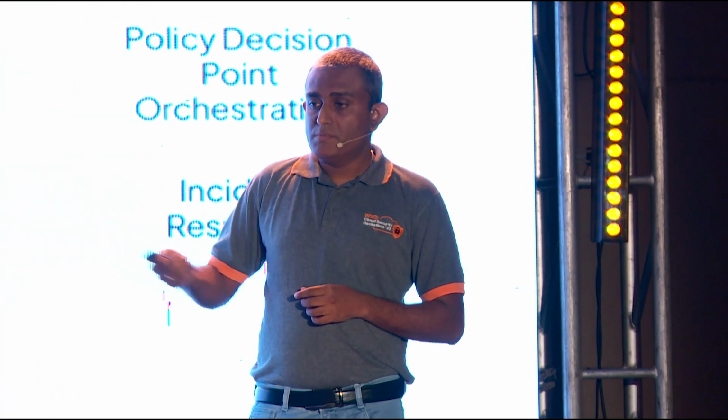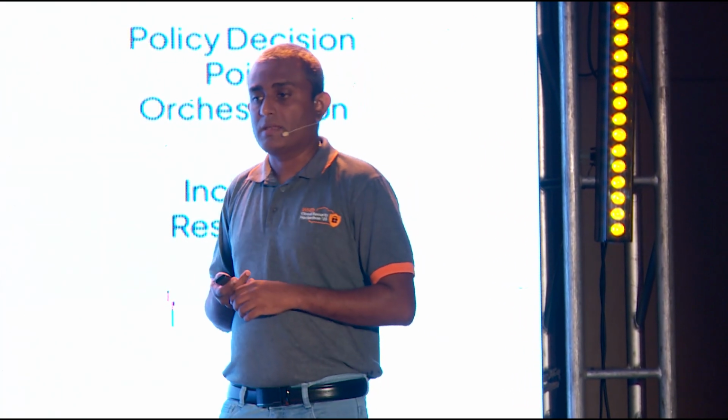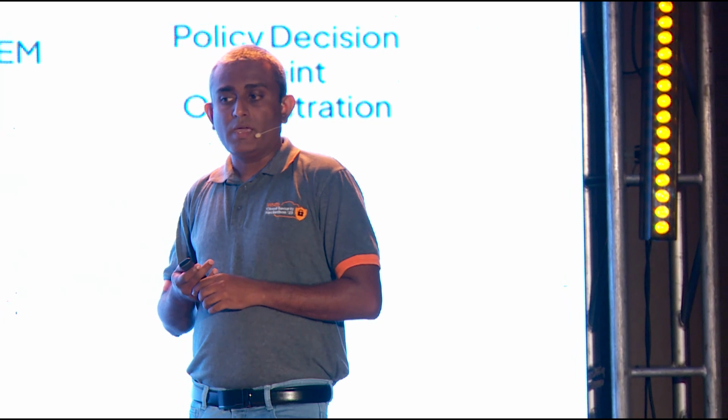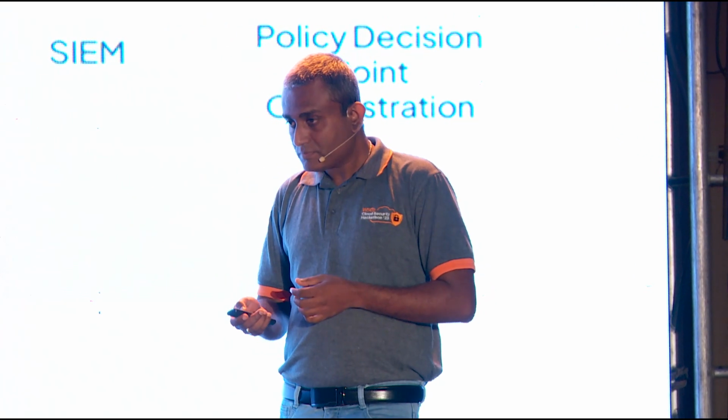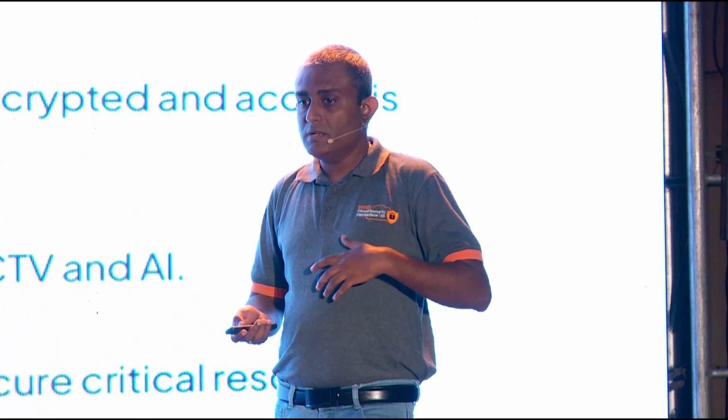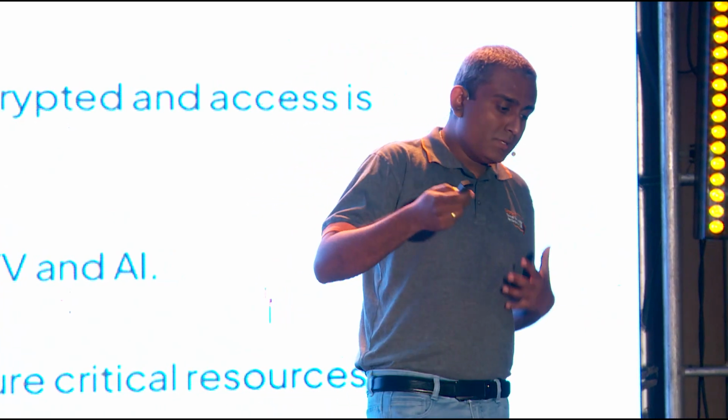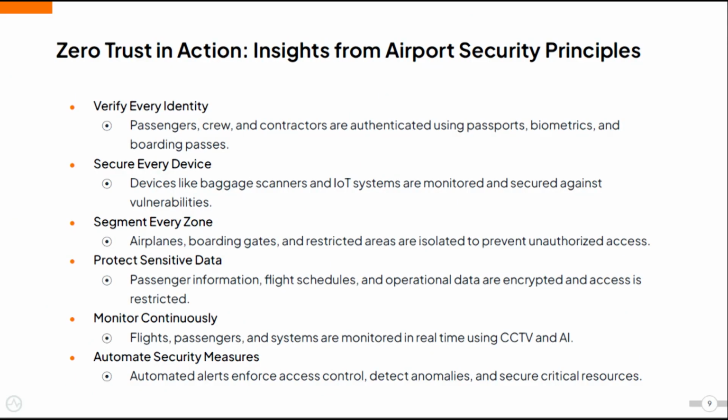And then from the visibility side, you need to have network level activity logs and threat intelligence and so on. So I'm not going into details, but at a higher level, those are the concepts that you have to understand when it comes to zero trust. But now let's try to map this to a principle, let's say how it works in an airport environment, right?